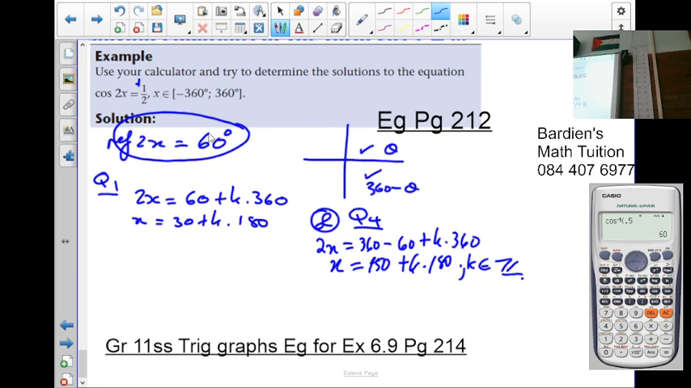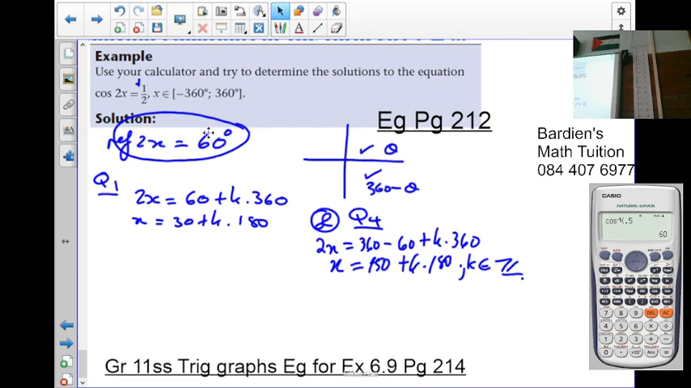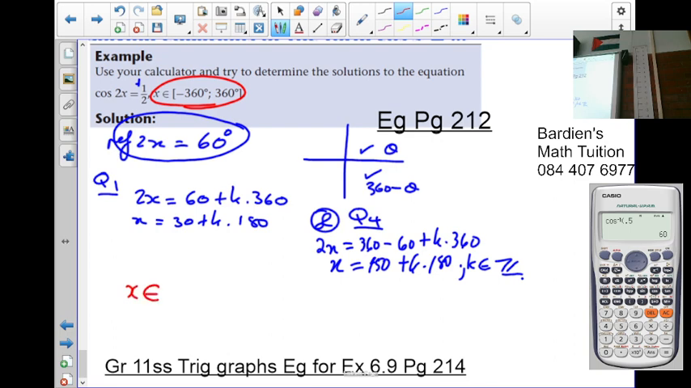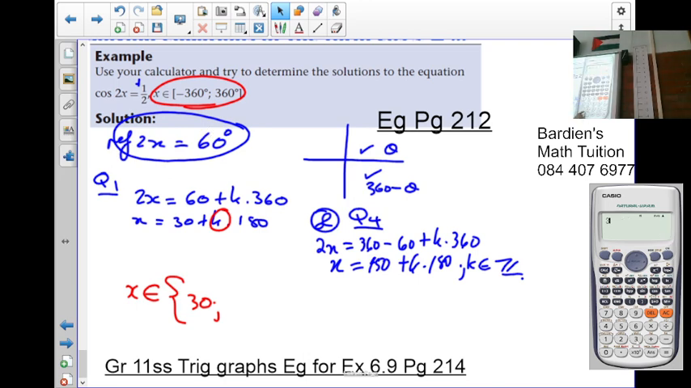Okay. So let's answer the question. So let's go with this part here. For x an element of negative 360 to 360. So I say x is an element of, and I start listing. So I put 0 where I see k. If I put 0 in there, what do we get? 30 degrees. Then I replace it with 1. So it's 30 plus 1 times 180. It's going to give you 210.